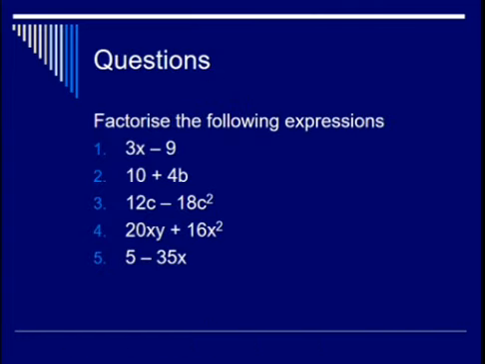Please try to solve these. In number 1, you need to find the greatest common factor between 3 and 9. As you can see, there is no common variable. In number 2 also, you need to find the greatest common factor between 10 and 4. Also, we don't have a common variable. In number 3 also, you need to find the greatest common factor between 12 and 18. And here you can notice in number 3 that we have a common variable, which is c. In number 4 also, and in number 5.